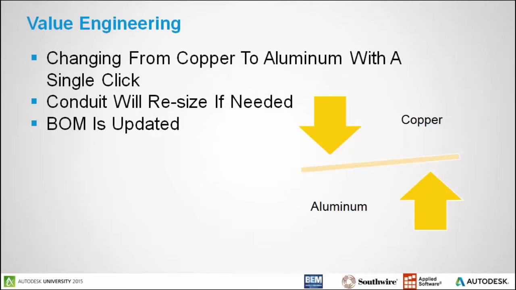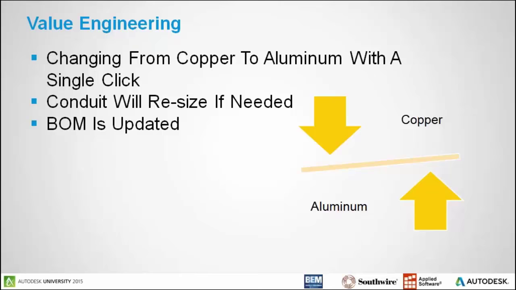Now, how many times has this happened to you? You go through a design criteria of we're going to use copper conductors, and you've done all of your work, you get down to the end, you've got your material takeoff, you've produced all of your deliverables, you're ready to issue the job, and someone does a cost analysis and says, we're going to have to find a way to save some money. What would the difference be if we were to use aluminum instead of copper?